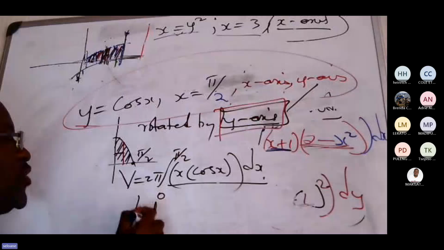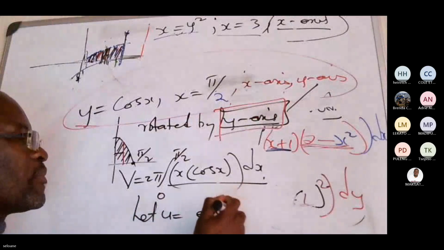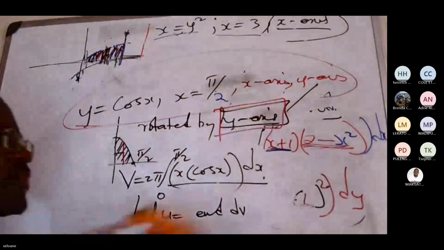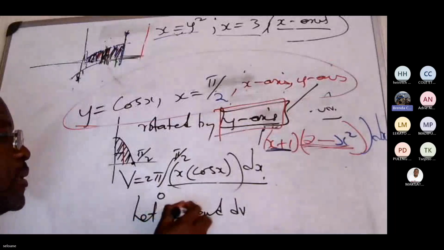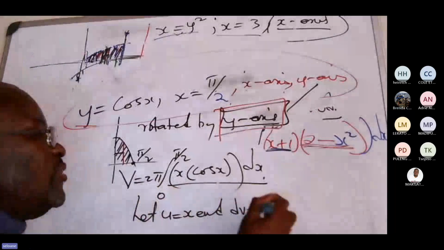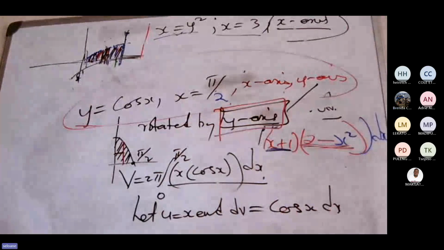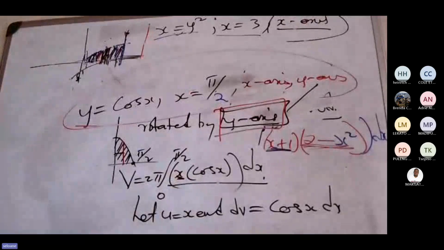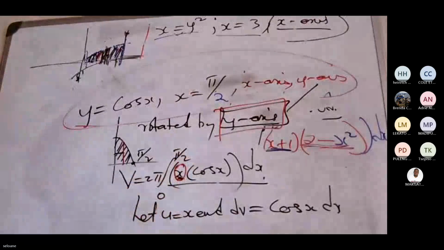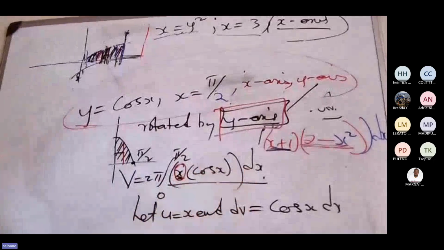Here, which one can we choose as u, and which one can we choose as dv? Let u be x, and dv be cos x dx. Remember, this is u. Then whatever is left here will be your dv, which is cos x dx.